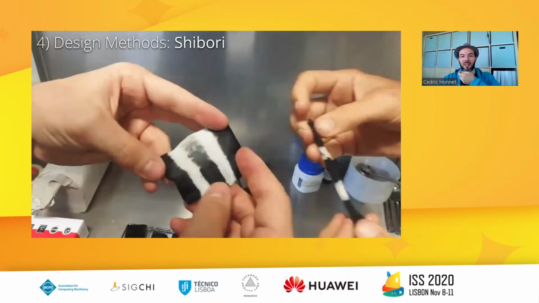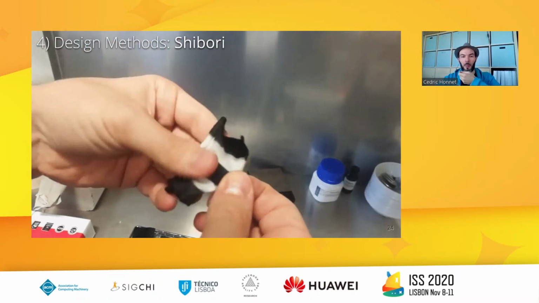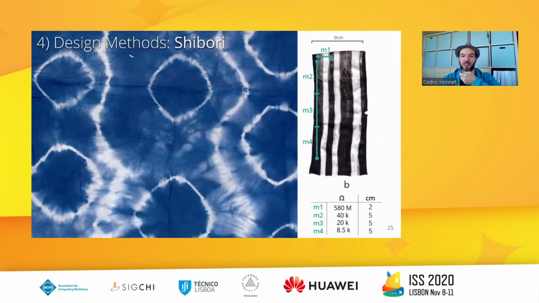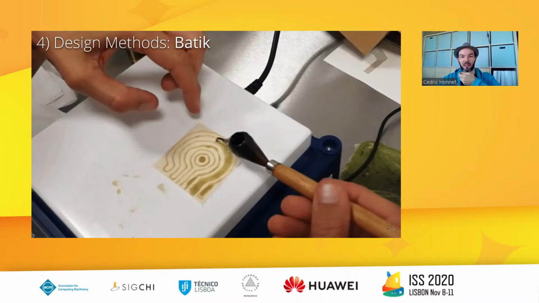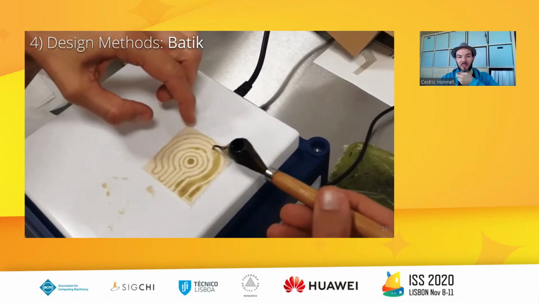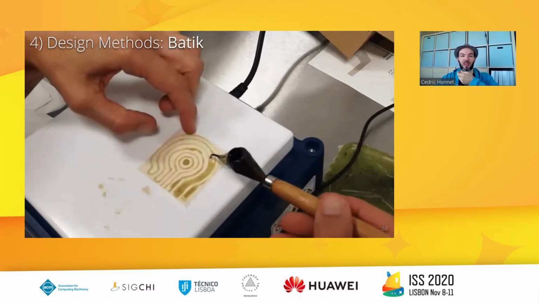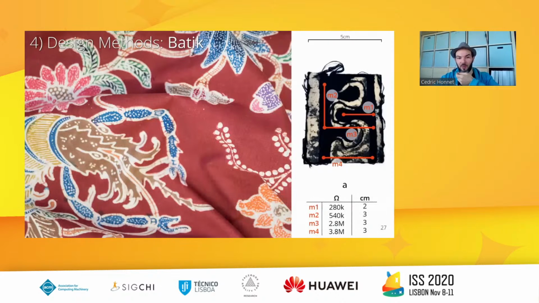The traditional technique called shibori allows efficient and simple masking. It also enables repetitive patterns, but the most unique possibility is gradients. This Indonesian technique called batik consists of using wax as a mask. It enables quick sketches. And we measured resistances with simple traces as on the sample here.